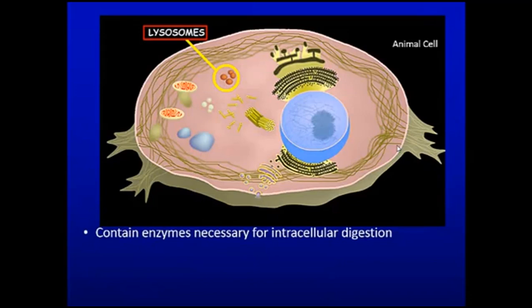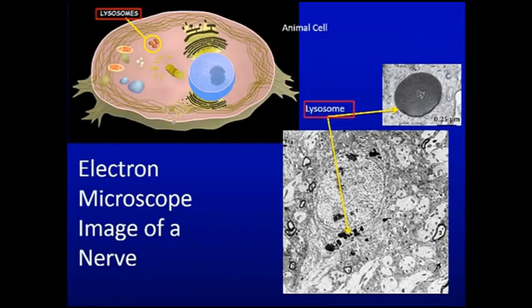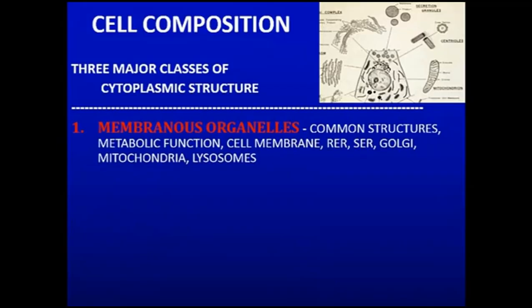And lysosomes are necessary for intracellular digestion of things. White blood cells and a lot of other cells have lysosomes that are involved in there. Here we see some lysosomal degradation. If you think about how a tadpole has to lose its tail and then gain legs, the losing of the tail is involved in lysosomal digestion.